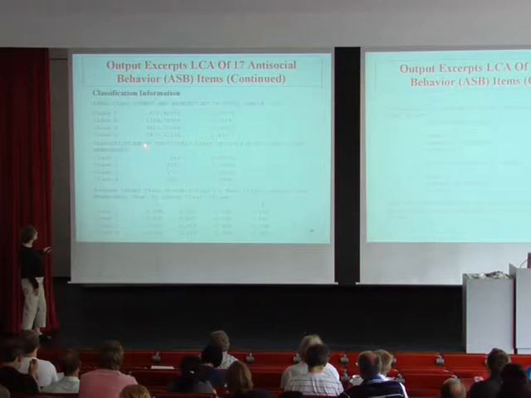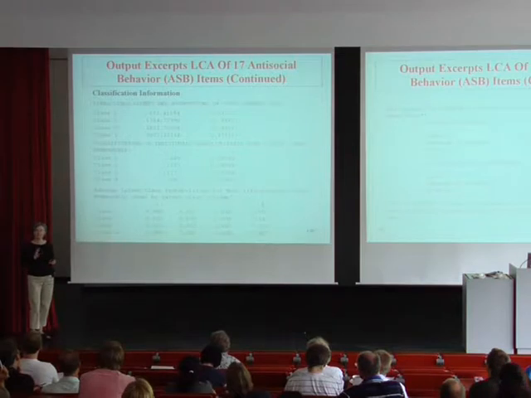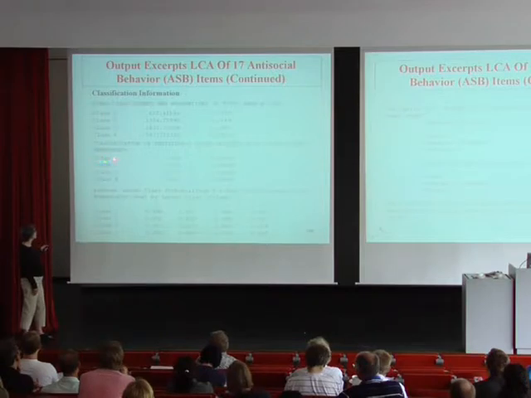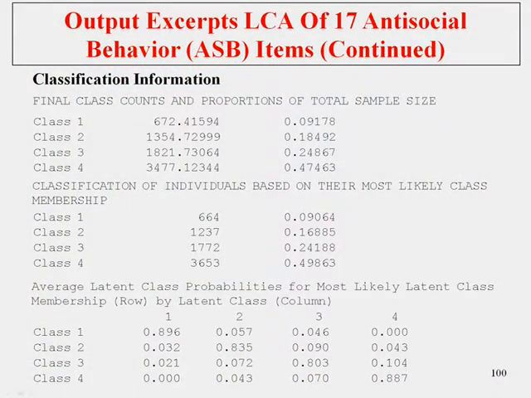Then we have classification of individuals based on their most likely class membership. So people have a probability to be in each class. What this table does is tell you how many people have their highest probability to be in class 1. So that's 664 versus the 672 up here, and class 2 has 1237, and you can see the percentages here, 9, 17. Class 3 has 1772, and class 4 has 3653.